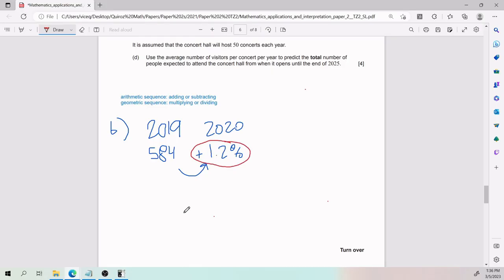And so my favorite way to do it is that you say, okay, I'm going to take my 2019 amount and add to it the increase. How much is the increase? Well, my 2019 times 1.2%.